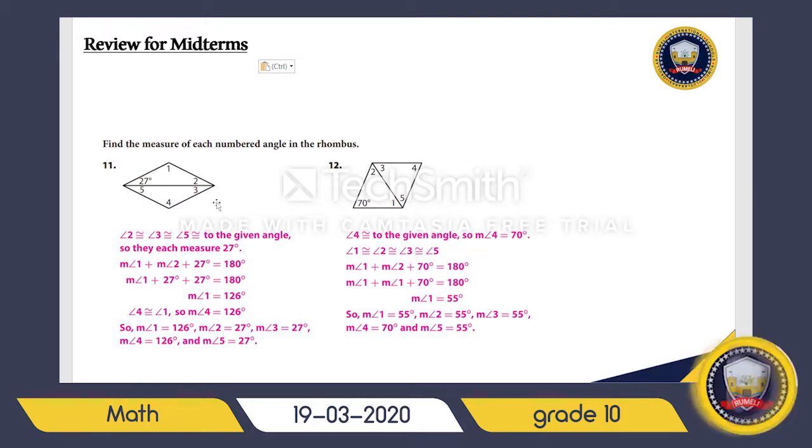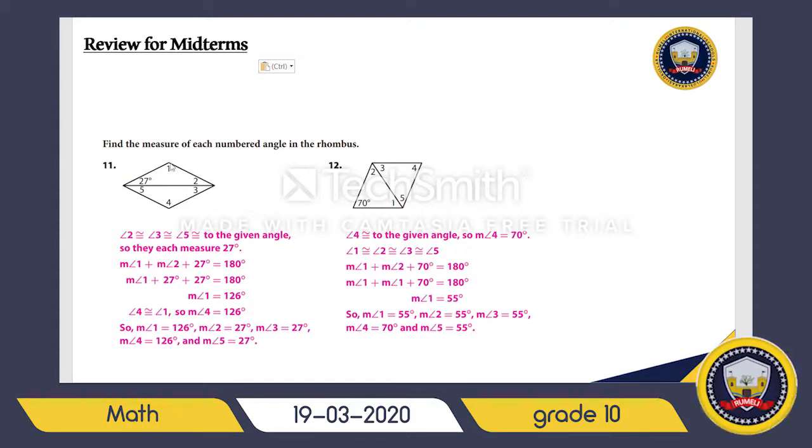1, 2, 3, 4 and 5. So we know that one of the properties of the rhombus is that the diagonals bisect the two opposite angles. If this is my diagonal, then it cuts these two angles into halves. Also, these angles are congruent. So 5 is equal to 27, and 2 and 3 also are equal to 27. So the angle 2 is congruent with 3, congruent with 5, congruent to the given angle that is 27. So they are all measuring 27.